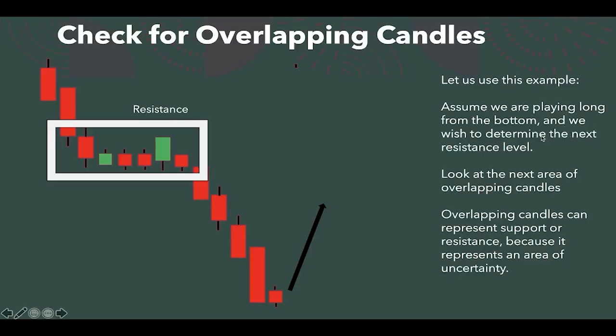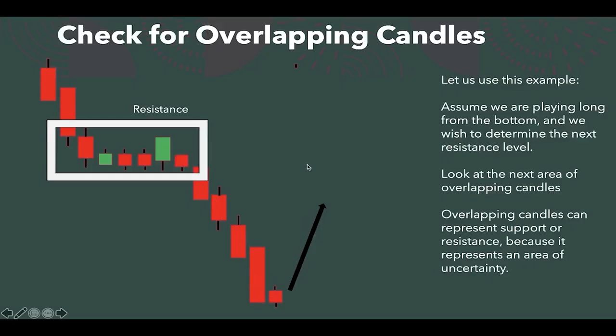We're playing long from the bottom and we wish to determine the next resistance level. We're asking ourselves, what's the next resistance? Well, we're going to look at the next area of overlapping candles. And these overlapping candles can represent support or resistance because they represent an area of uncertainty, where we have a drop and then a consolidation. Some people ended up playing long here, some played short. Let's say someone who played long got stuck in the position and it ends up going against them.